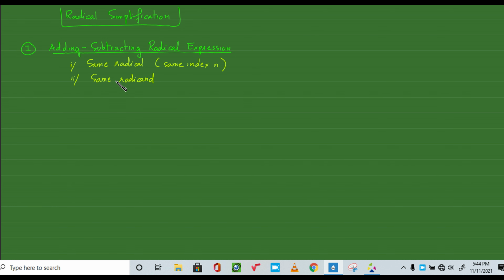2x plus 3x, remember that? 2x plus 3x equals 5x. So the method you add or subtract will be the same way as you combine 2x plus 3x. Okay, let's start with the first example here.